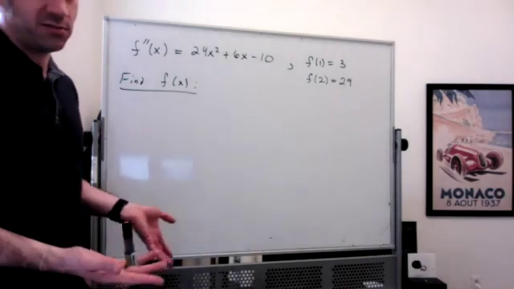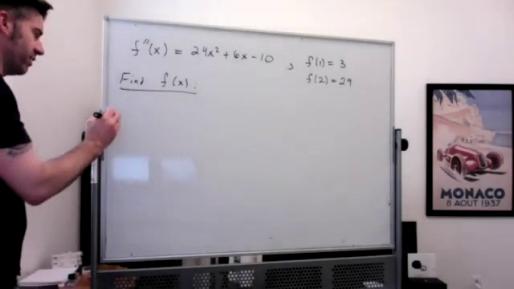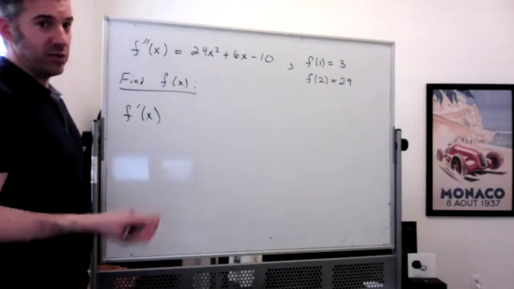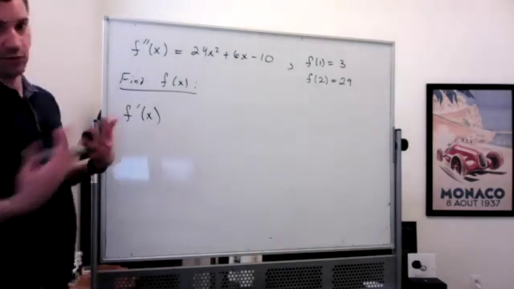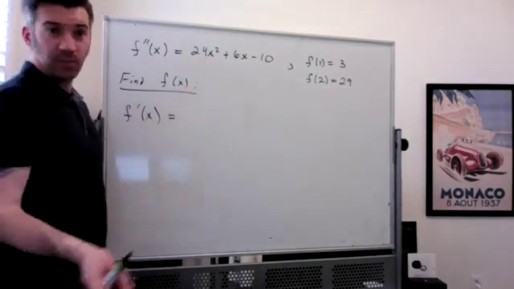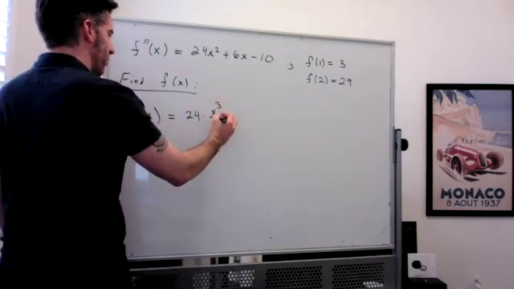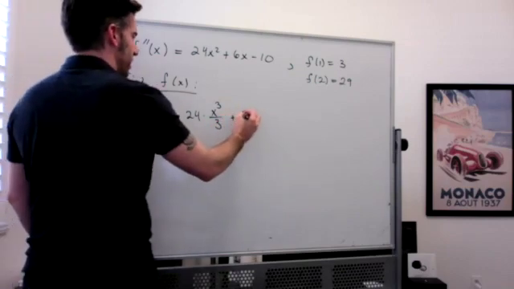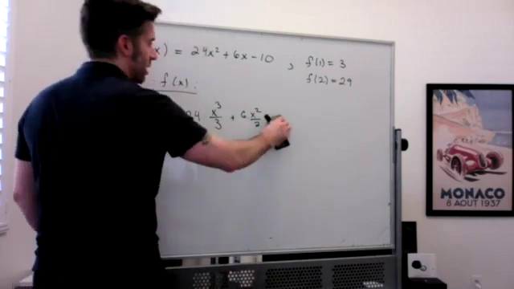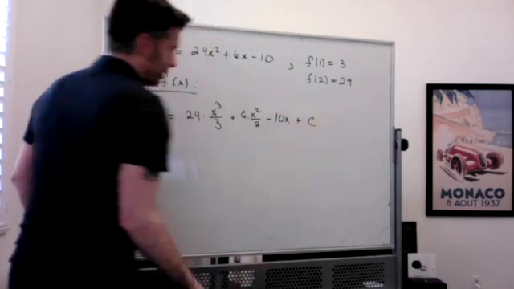And of course, we're going to start by anti-differentiating. We're actually going to anti-differentiate twice. So the first antiderivative is going to give us f prime of x. Right, when you anti-differentiate a second derivative, you get back to the first derivative. So let's see, again, these are just power rules. So I'm going to do 24 times x cubed over 3 plus 6 times x squared over 2 minus 10x plus the constant c.